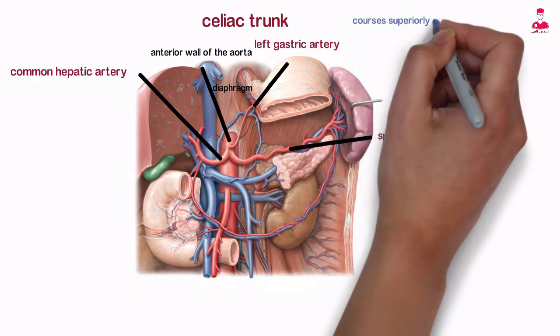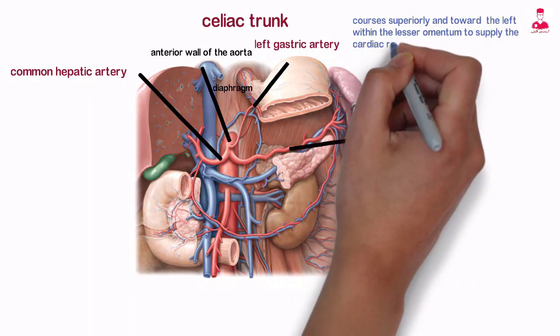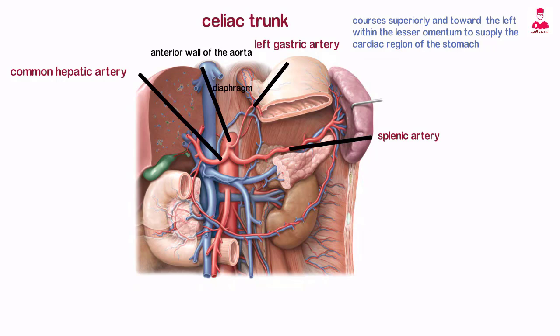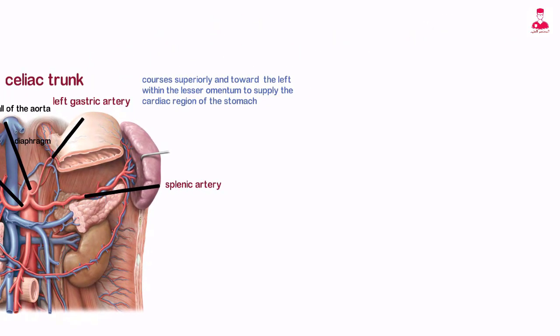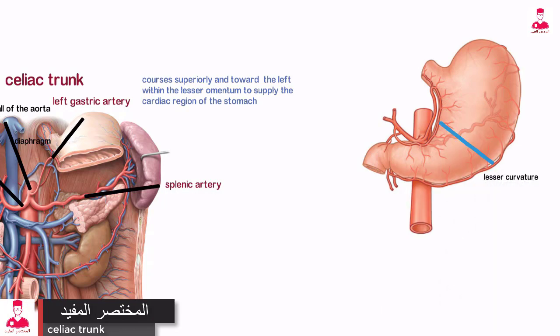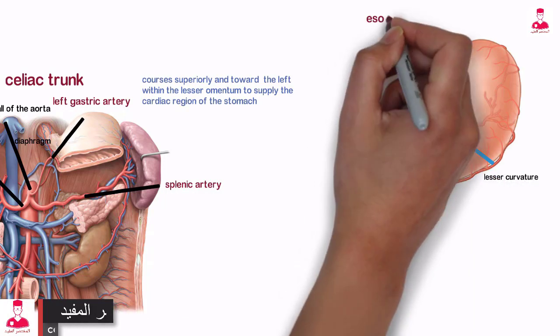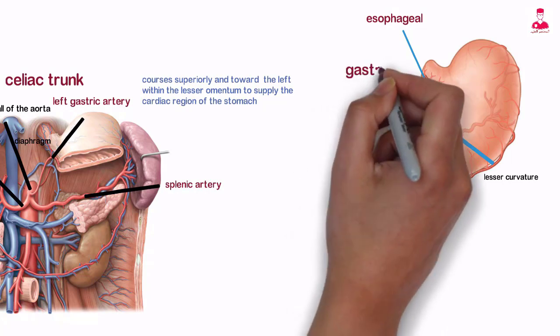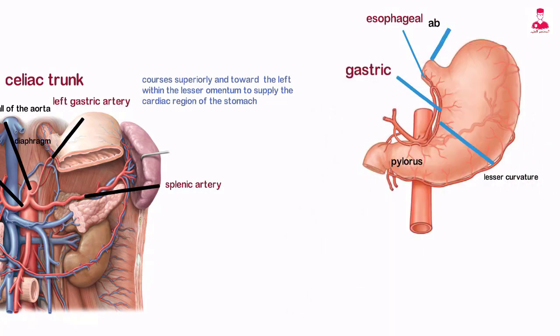The left gastric artery courses superiorly and toward the left within the lesser omentum to supply the cardiac region of the stomach, then passes along the lesser curvature toward the pylorus, giving off esophageal and gastric branches to supply the abdominal esophagus and adjacent anterior and posterior walls of the body of the stomach. The left gastric artery continues toward the right to anastomose with the right gastric artery.